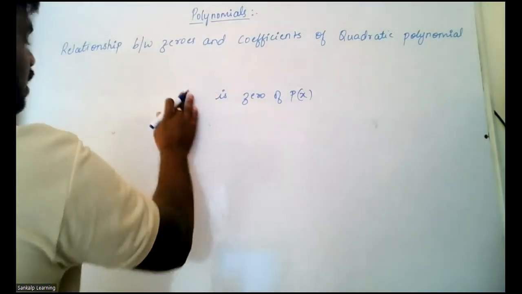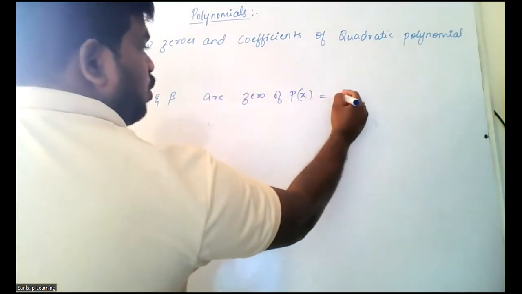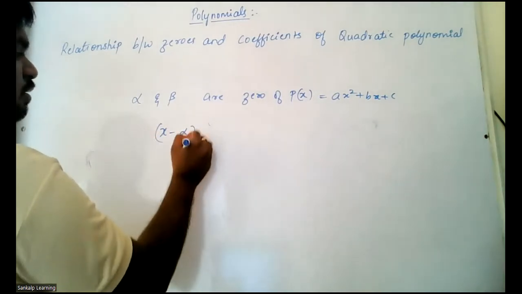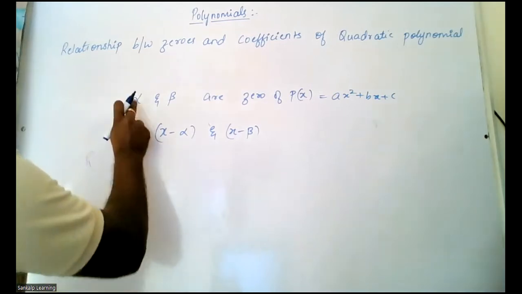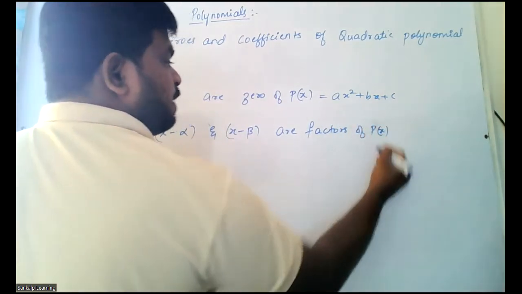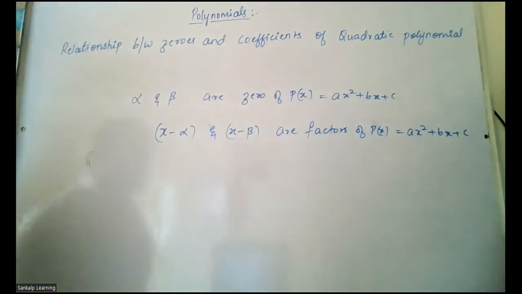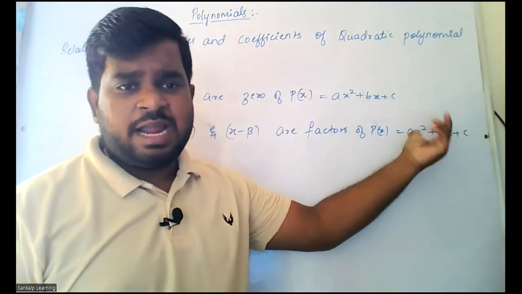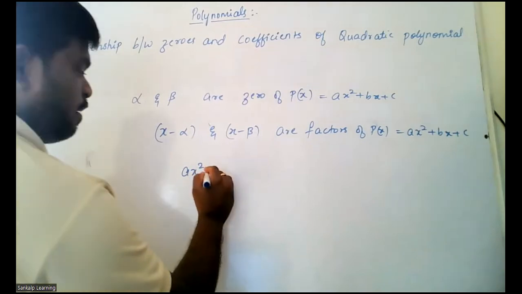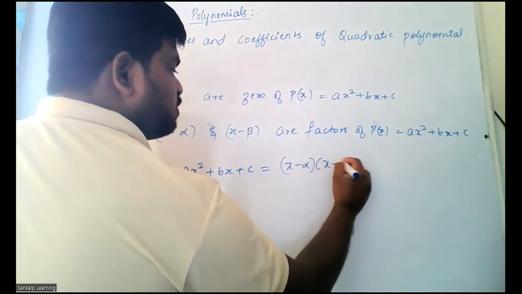So alpha and beta are zeros of the quadratic polynomial ax square plus bx plus c. Meaning then x minus alpha and x minus beta are factors of p of x, that is the polynomial ax square plus bx plus c. Now this can have only two factors. It cannot have more than that because the degree itself is 2. Therefore, ax square plus bx plus c can be written as the product of these two things, x minus alpha into x minus beta.